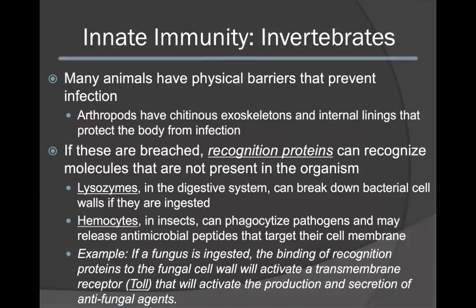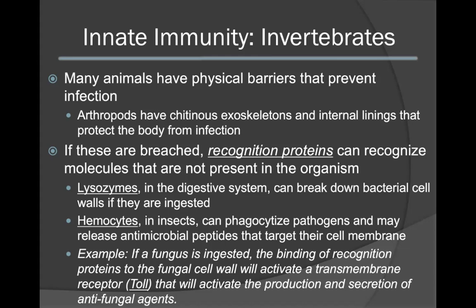We are now going to take a look at innate immunity, particularly in invertebrates. Many animals have physical barriers that help to prevent infection. These can include the exoskeletons of arthropods, as well as the internal linings of the various types of systems that help to protect the body from infection. However, if these physical barriers are breached, recognition proteins can recognize molecules that are not present within the individual organism.